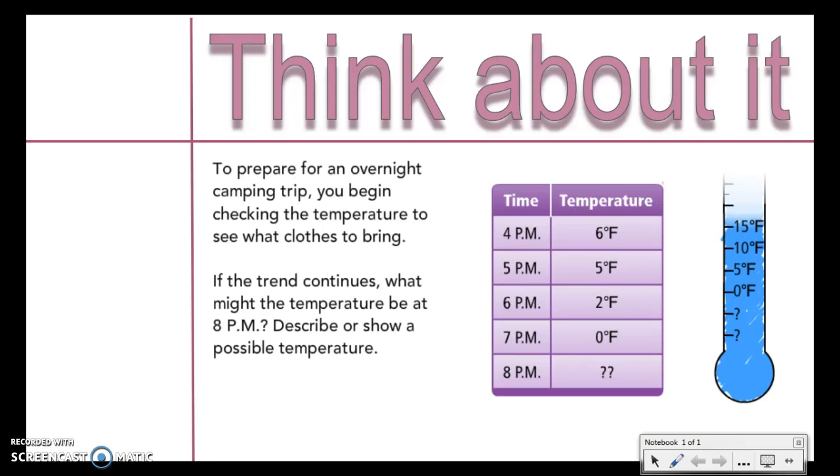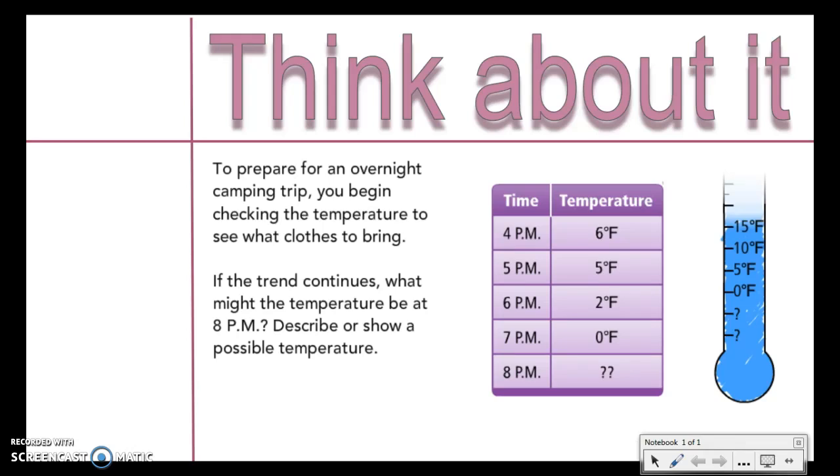Anyways, so between 4 o'clock and 5 o'clock, you can see that the temperature drops by 1 degree Fahrenheit. Okay? The trend does not continue. It kind of changes a little bit. Between 5 and 6, the temperature drops 3 degrees, going from 5 degrees Fahrenheit to 2 degrees Fahrenheit. All right, between 6 and 7, it drops 2 degrees, so from 2 to 0. And between 7 and 8, we are not quite sure.